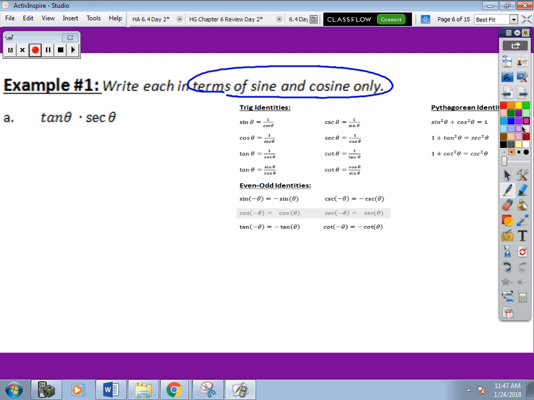So we go to our formula sheet. We find out what the tangent is. The tangent has 2 options, 1 over cotangent. We want to choose sine and cosine. So this would be sine theta over cosine theta. These are equivalent expressions, just like 1/2 and 2/4 are equivalent fractions. These are equivalent. They mean the same thing. The secant, go to your formula sheet. 1 over the cosine.